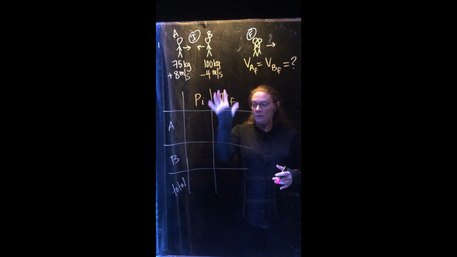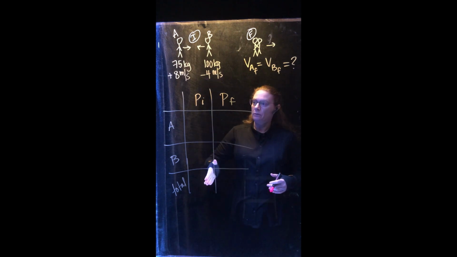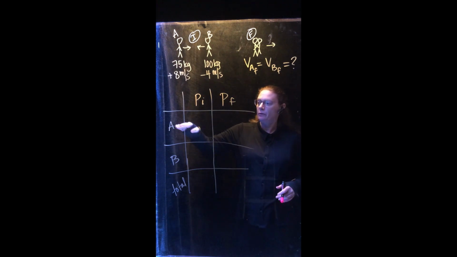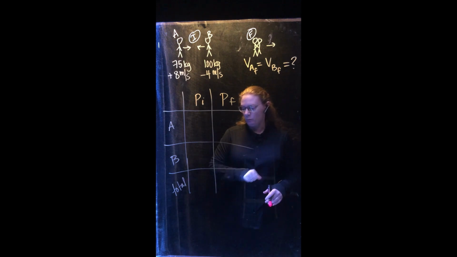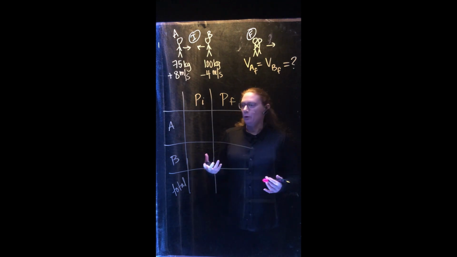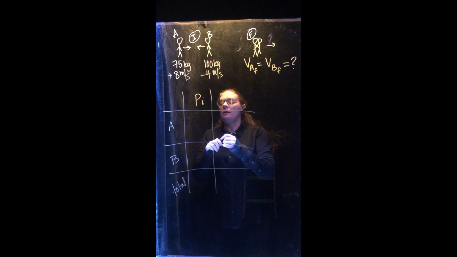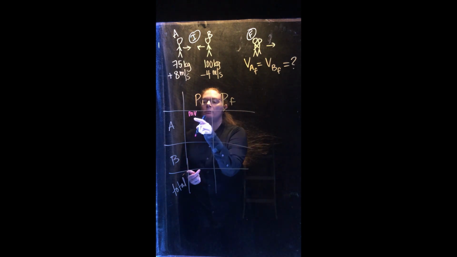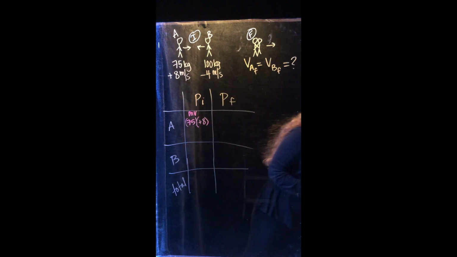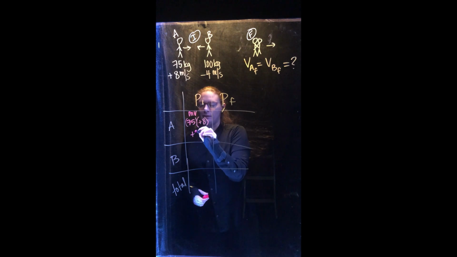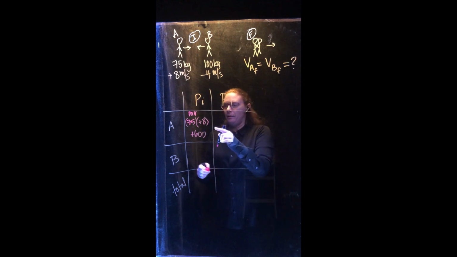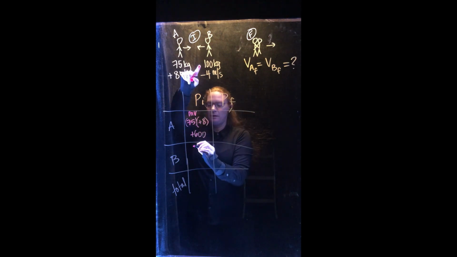Okay, so here's the table set up. We've got a column for initial momentum, a column for final momentum, object A, object B, and a row for total. Let's fill in what we know. The initial momentum of A would be mass times velocity. Do we know the mass? Yes, 75, and we know the velocity is plus 8. What does that come out to be? Plus 600. Oh, I could have done that in my head. Initial of B, 100 times negative 4. You can do that one in your head.